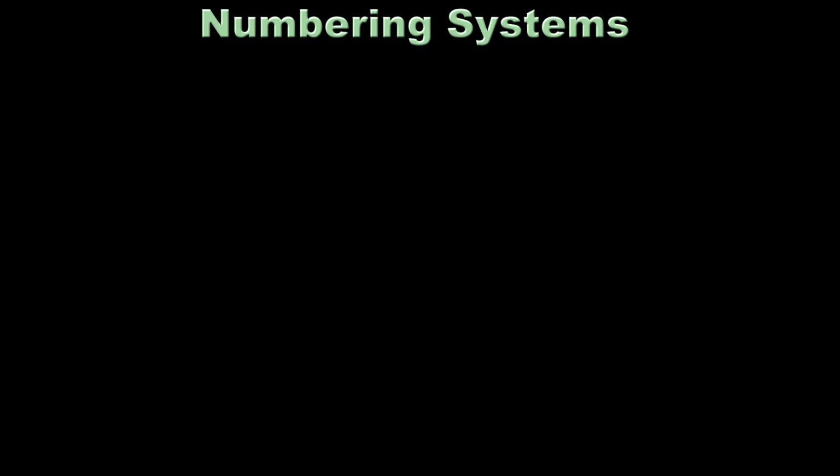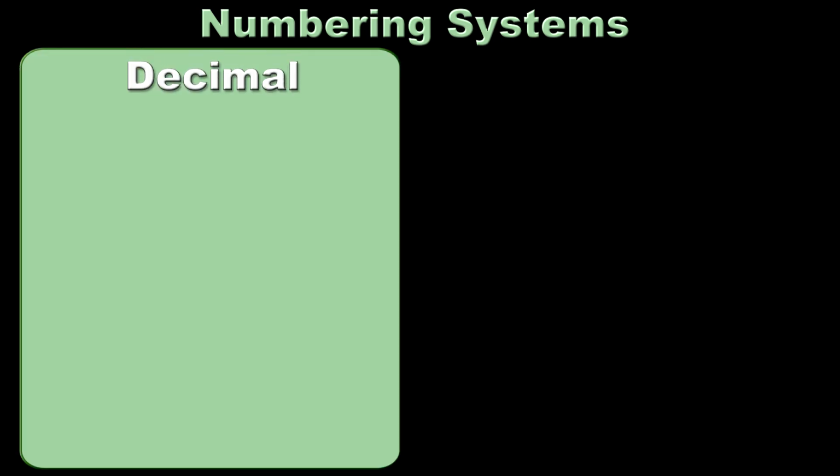So let's take a look at these two numbering systems now in a little bit greater depth. We'll start with the one that you're most familiar with, which is the decimal system, or base 10. It's called base 10 because it's based on multiples of the number 10, and the entire numeric system has only 10 digits, 0 through 9.